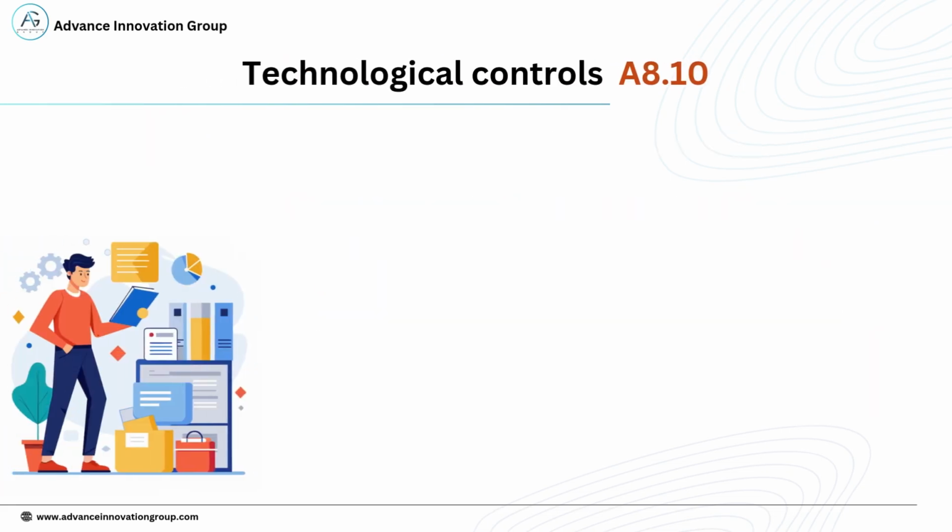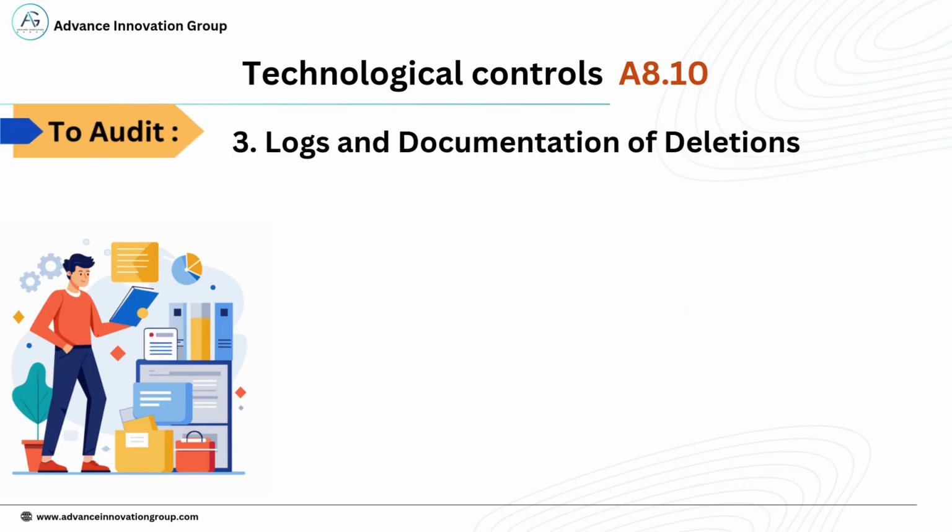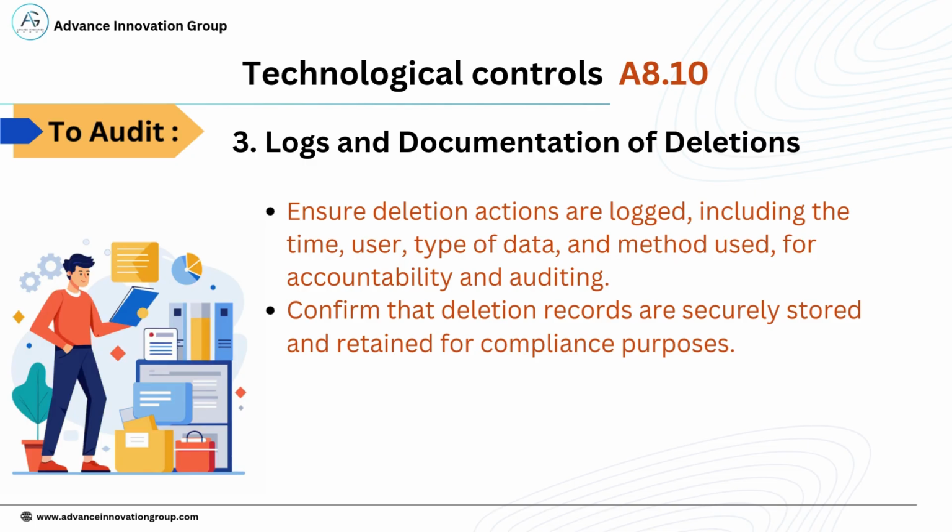Technological controls A8.10 to audit. 3. Logs and documentation of deletions. Ensure deletion actions are logged, including the time, user, type of data, and method used for accountability and auditing. Confirm that deletion records are securely stored and retained for compliance purposes.